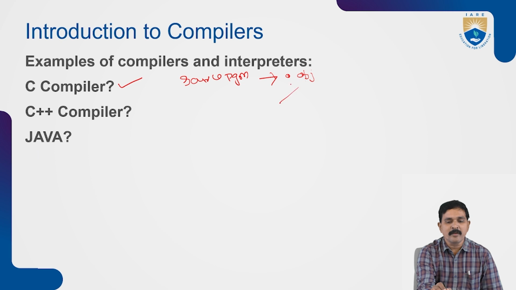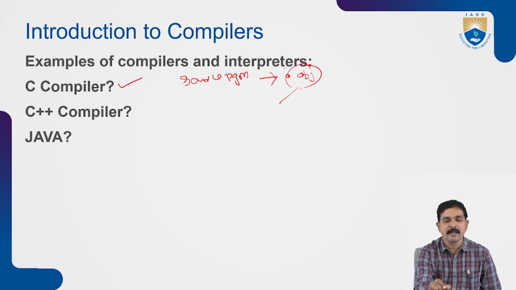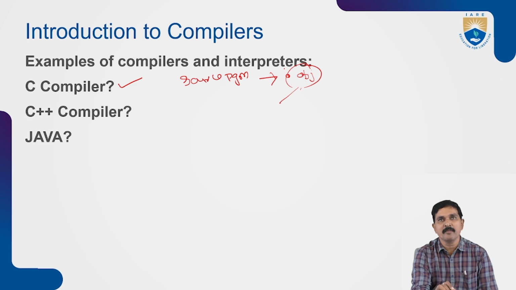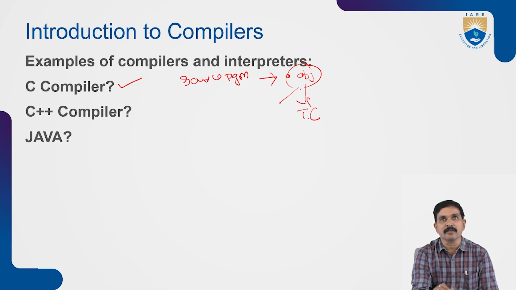So then you try to make an execution of this object file, because object code can be understood by the machine. Okay, machine generated code. So now this is called the target code. This is called the target code. So that is the idea of the compiler. Just we come to how the idea is.